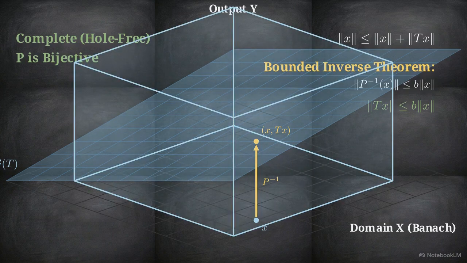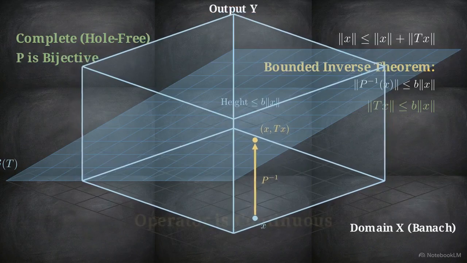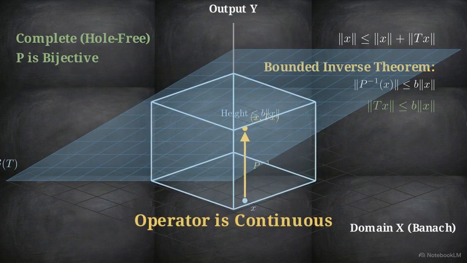This forms a structural box, meaning the vertical output axis is entirely constrained by the horizontal input scale. Because that upward projection is bounded, the outputs of the operators cannot blow up to infinity. We've proven continuity entirely through geometric structure.